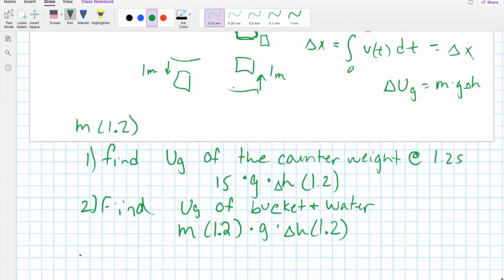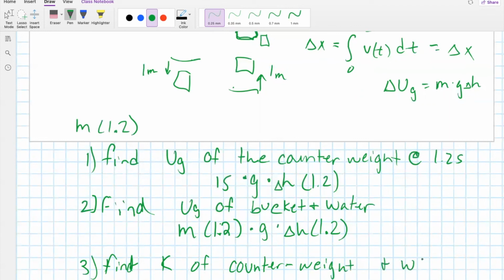And then we need to find the kinetic energies. So 3, find kinetic energy of the counterweight and the bucket. And I'm just going to go ahead and write those steps here as one step. And I don't know why I'm hyphenating counterweight when before I hadn't, but so it goes. And the bucket with water. Sorry, I'm making a lot of mistakes.